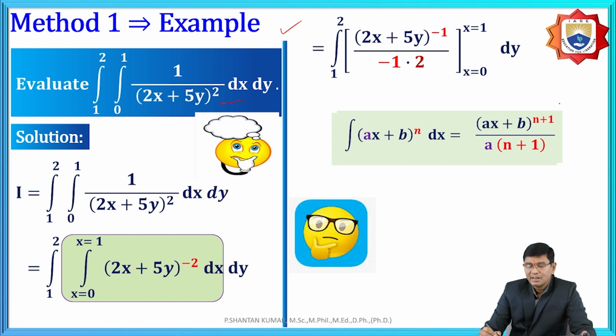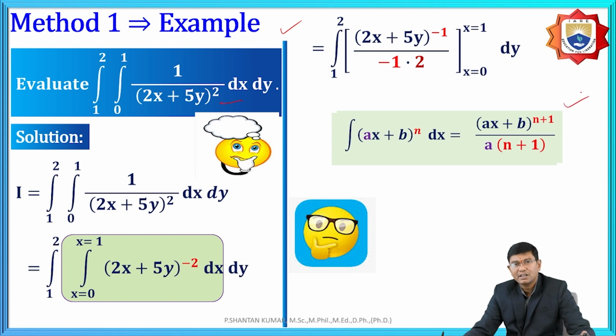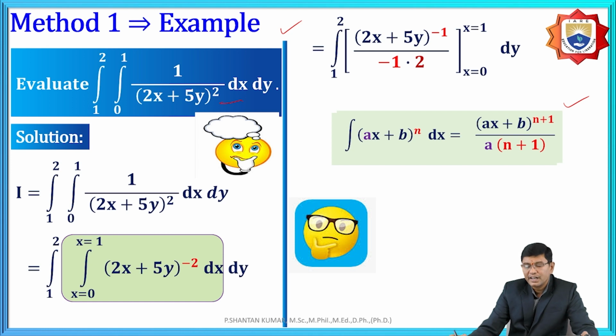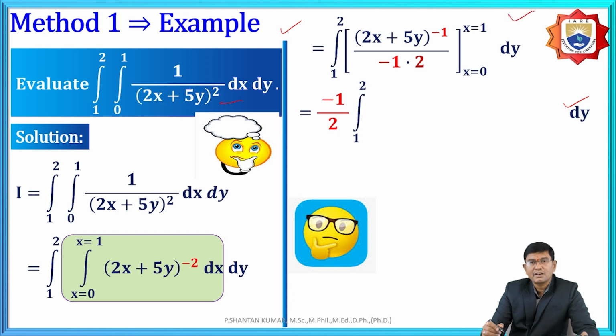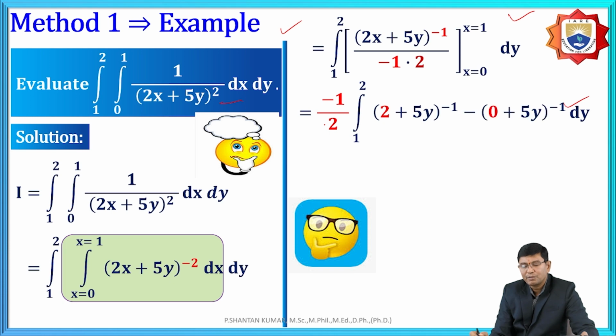By using this, n is minus 1 in this problem, the coefficient of x is a, which here is 2, and b is nothing but 5y. So the solution is 2x plus 5y whole power of minus 1 by minus 1 into 2. Here minus 1 by 2 is taken out common, and the rest is 2x plus 5y whole power of minus 1, with replacement of the upper and lower limits at x is equal to 1.